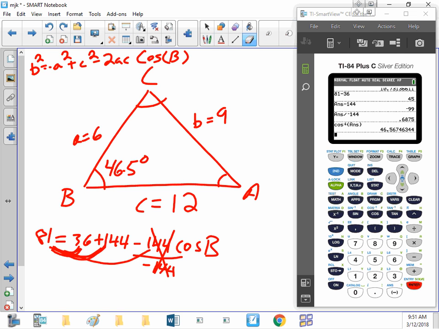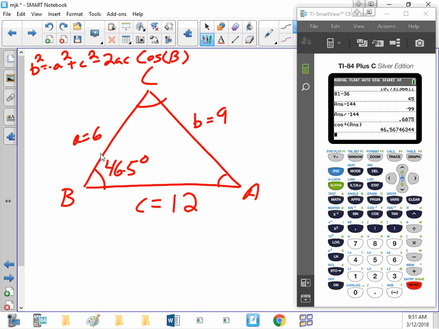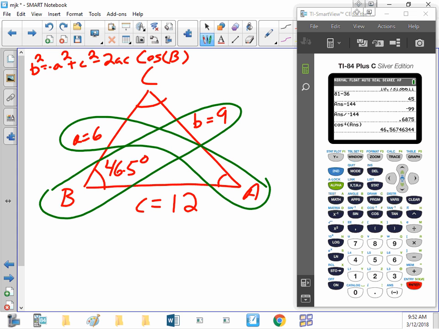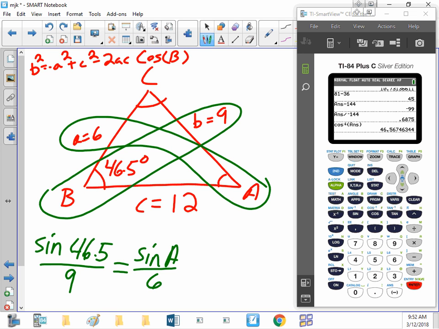The law of cosines is much longer and takes more effort. But now I could do A's and B's. So the sine of 46.5 over 9 is equal to the sine of A over 6. You only ever need to do the law of cosines once. And from there, you can do the law of sines.